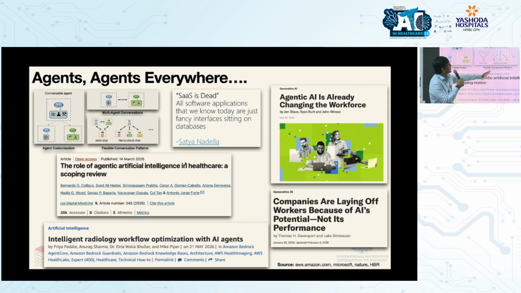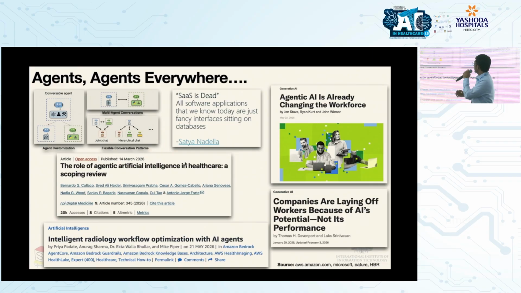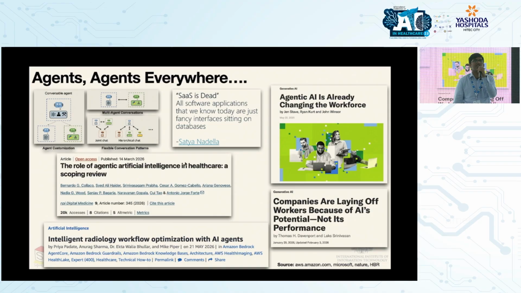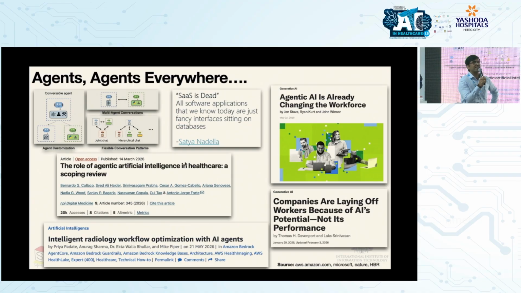And of course, we have nice articles out there. For example, Nature had a very interesting paper that I was researching, which talks about the role of agentic artificial intelligence in healthcare, and how it can help radiology. There is also an interesting article from AWS Health on intelligent radiology workflow optimization and how agents can help in such optimization. On the other side, there are articles, such as from Harvard Business Review, saying that Agentic AI is already changing the workforce.